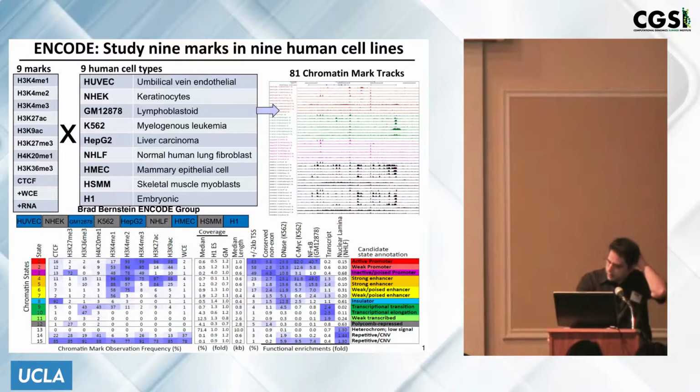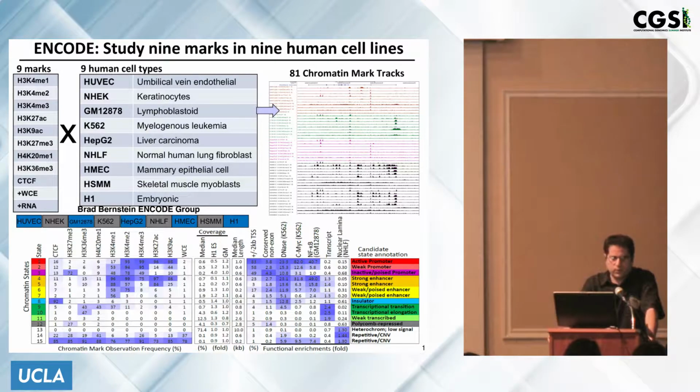This was work in collaboration with Brad Bernstein's ENCODE production group, where we took a subset of modifications and they mapped them genome-wide in a set here of 9 cell types. One of the questions is then, how do you go about analyzing this type of data where you have multiple marks mapped in multiple different cell types? This is showing you all the data at one location. The different colors correspond to different cell types, and each individual line is a different mark in that cell type.